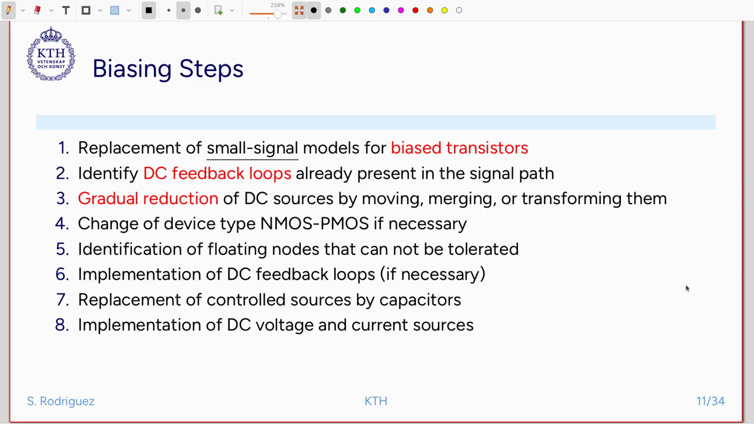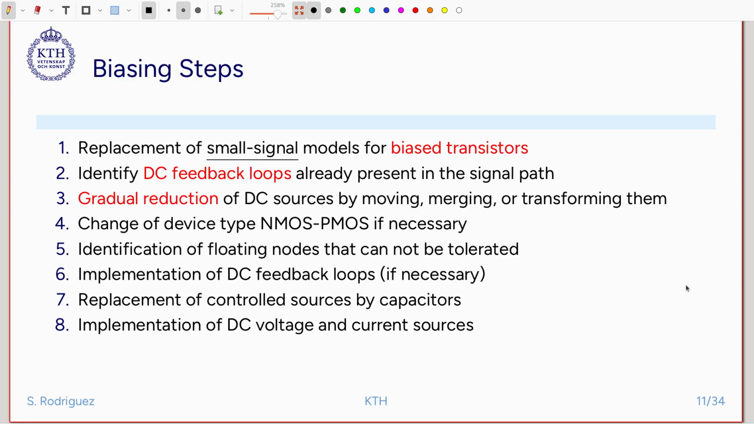Okay, so after having seen how we will implement the DC voltage and current sources, we have to check exactly what the recommended biasing steps are. First we use small signal models to do compensation and loop gain calculations, and at some point we will be happy with the results with our small signal models, and then we have to replace these small signal models with bias transistors.